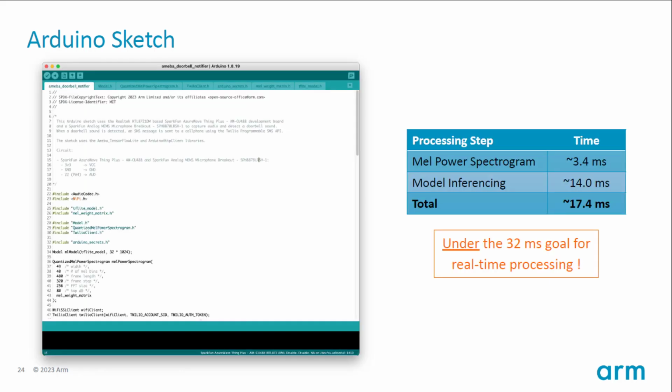So all the code for this is on GitHub. I'll show the link in the next slide. But in terms of processing time, the Mel power spectrum calculation takes 3.4 milliseconds on the board. The model inferencing takes 14 milliseconds. So that gives us 17.4 milliseconds for the model and the DSP to run, which is well underneath the 32 milliseconds that we needed to do it in real time. So if you're looking to do more advanced models, this can be quite a good platform because you have ample compute to do so.